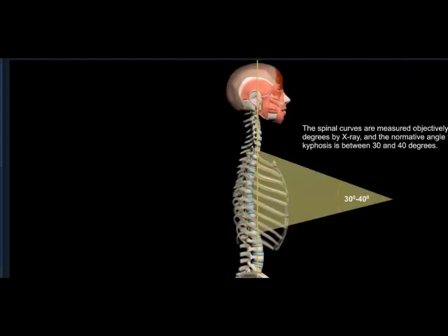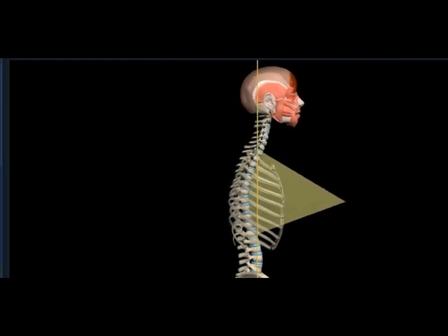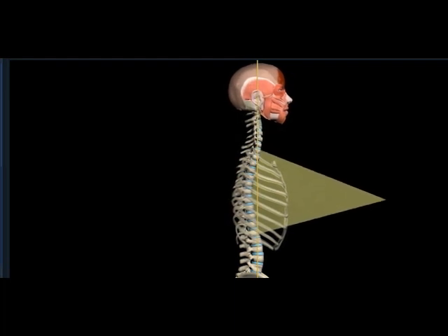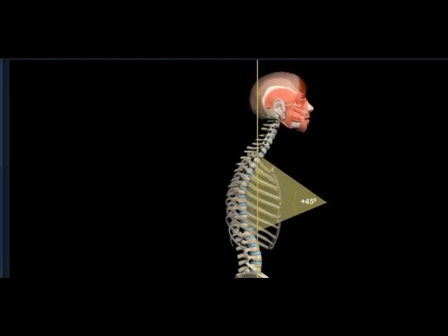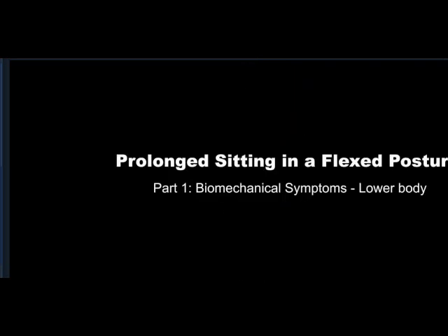The spinal curves are measured objectively in degrees by X-ray, and the normative angle for back kyphosis is between 30 and 40 degrees. In this position, we can see an excessive convex of 45 degrees and greater. Prolonged sitting in a flexed posture.